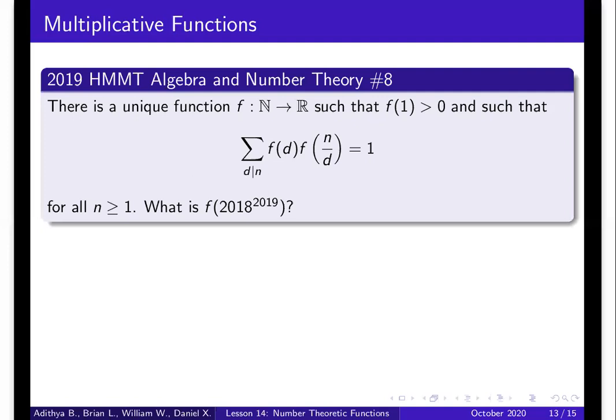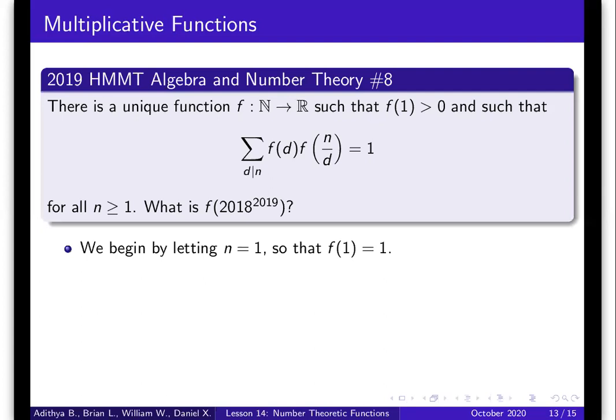Okay, so when we first see this question, what are some things that we can try? Well, first they give us this condition that f of 1 is greater than 0. So we want to somehow use that at some point. So what if we just plugged in n equals 1? What this gives us is f of 1 squared is equal to 1, and since it's positive, f of 1 has to equal 1. Right, so now that's that, and now we claim that this is enough to basically just identify all of the other values of f.